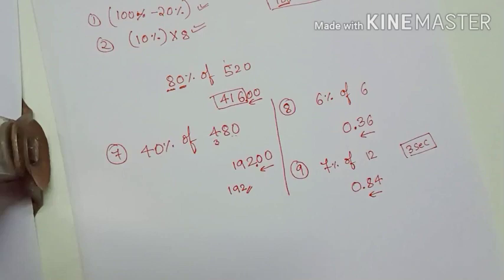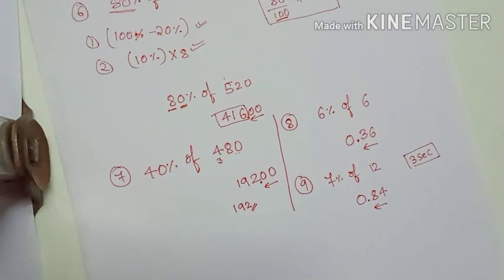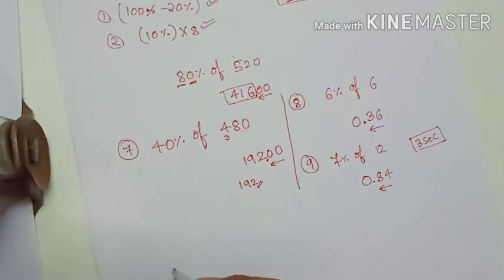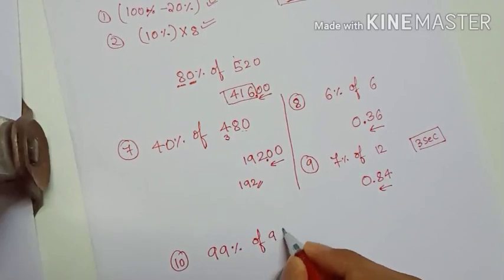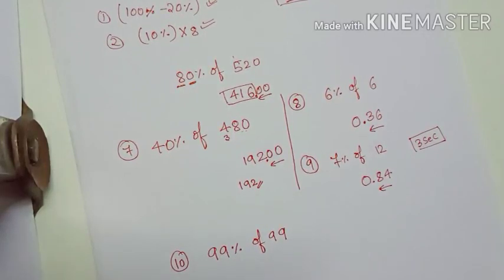Now you have to give me the answer for the first question. So 9 already done, right? The 10th one, you have to find 99% of 99 here. See, I have told you the different ways of finding the percentages. You have to choose the best among those methods and you have to give the answer within 10 seconds. Come on, give it a try.